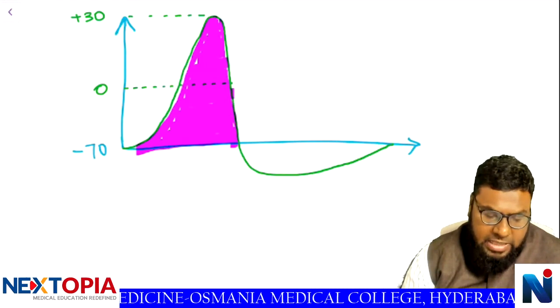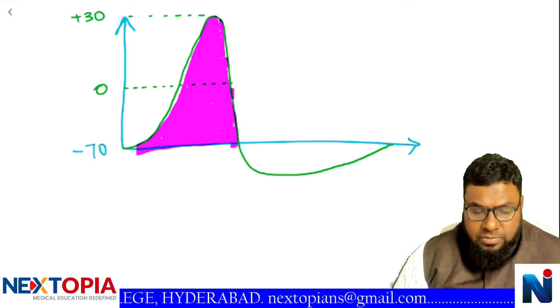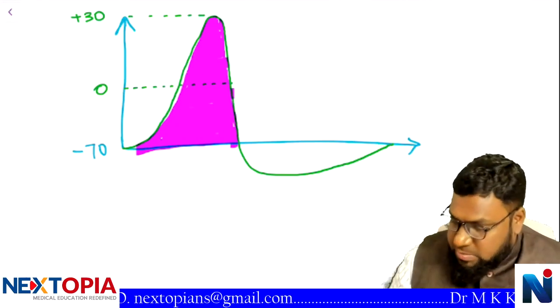So this part is actually the type of action potential which can... in this, give me a 5 minutes break for Azan.